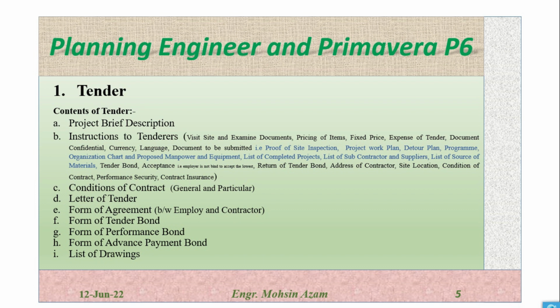So these are the documents that should be submitted at the time of submitting the tender or proposal to the authority or the client. Tender bond, then acceptance. In the case of acceptance, it is written that the employer is not bound to accept the lowest bid. The authority can accept any participant from the list of bidders. It's not required that they choose the lowest one. Return of tender bond, that is, how they will return the tender bond. The address of the contractor should be submitted there.